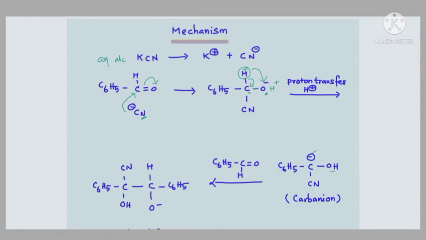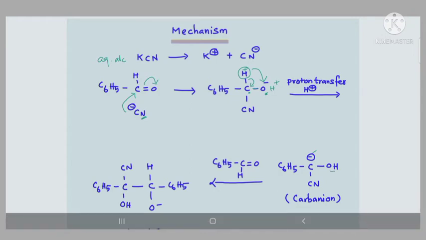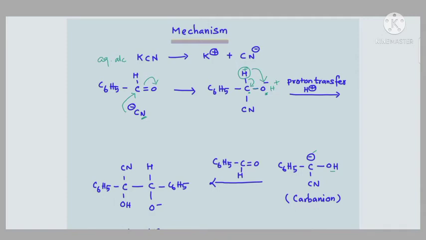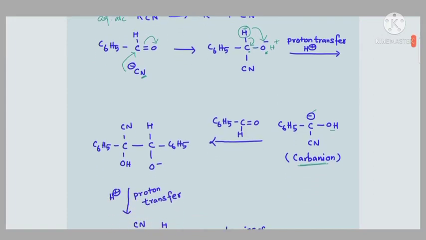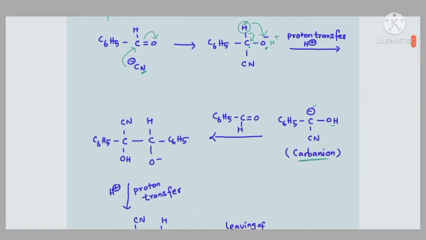Okay, right. So now you get a species in which carbon is carrying a negative charge, which is called a carbanion. Carbon with a negative charge is a carbanion. Now this carbanion will react with another benzaldehyde molecule. This is the second benzaldehyde molecule. The carbanion formed from the first benzaldehyde molecule will react with the second benzaldehyde molecule. What I have written here is nothing but the second molecule of benzaldehyde.